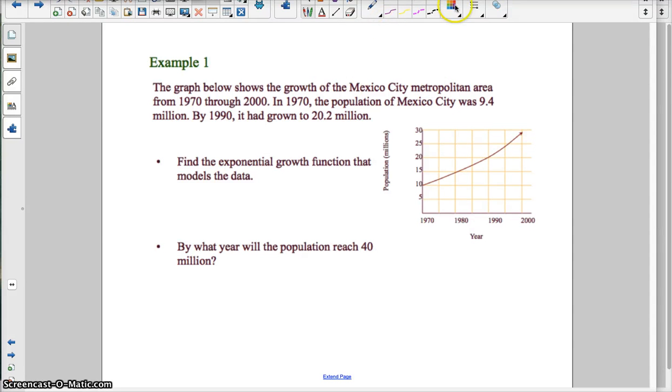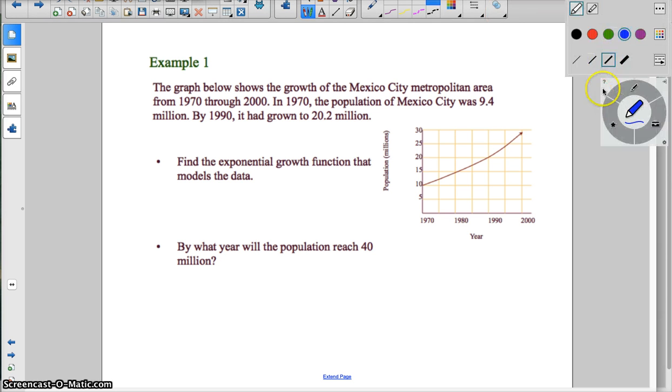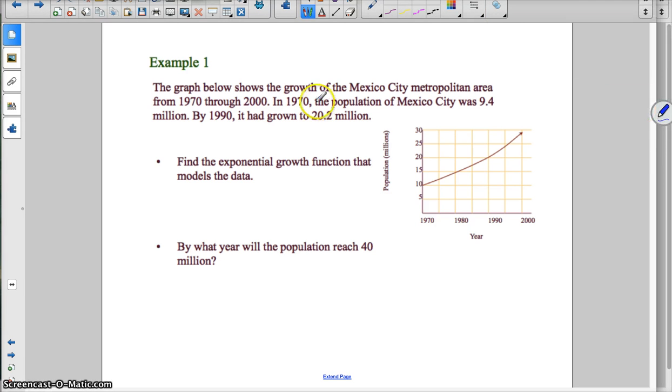So we're in section 3.5 and we're discussing exponential and logarithmic growth models. And let's look at our first example. The graph below shows the growth of the Mexico City metropolitan area from 1970 through the year 2000.